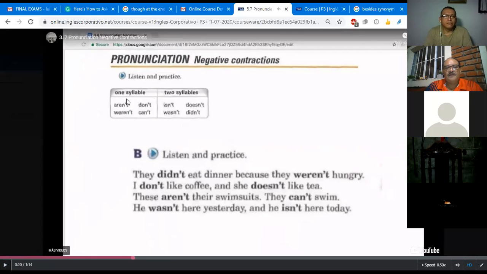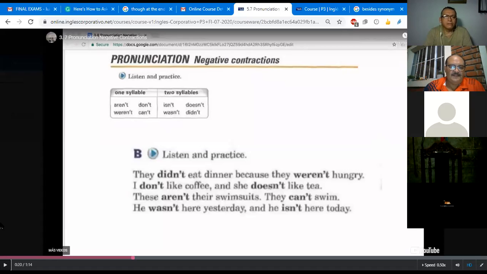Okay, this one, if it says one syllable, is because you have to make only one sound when you say the word, right? For example, you're going to say aren't. Okay, no aren't. Okay, aren't. Don't. Okay, don't. Weren't. Can't. Can't. Only one.